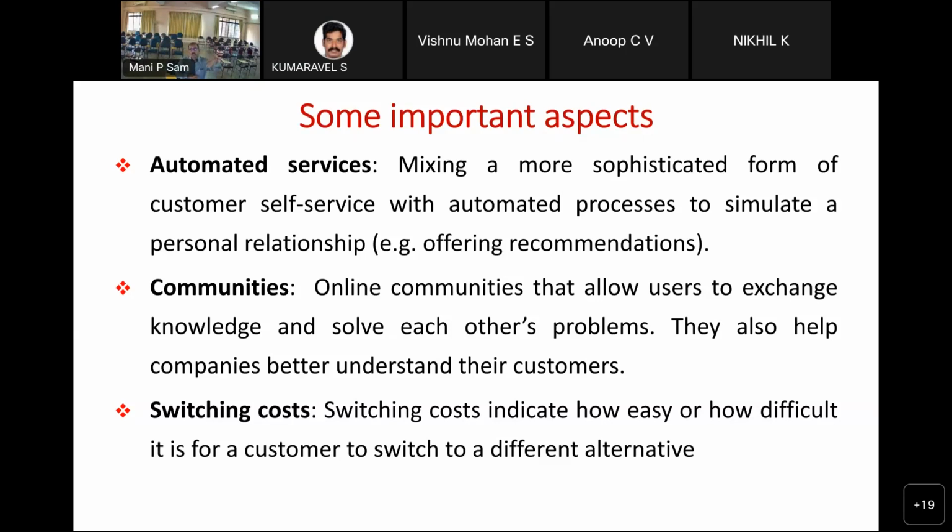So these communities have become very, very important. And another thing is switching costs. What will be the cost? How easy will it be for the customer to move from you? See, it is not that mechanical way of switching costs. Remember, mechanical interfaces will not allow him to use another product. That's not that kind of way. I'm talking about switching costs.